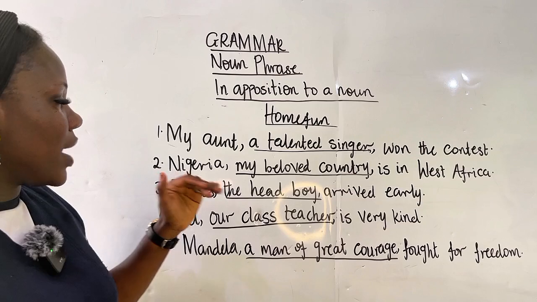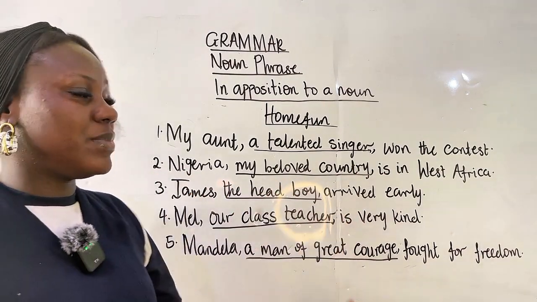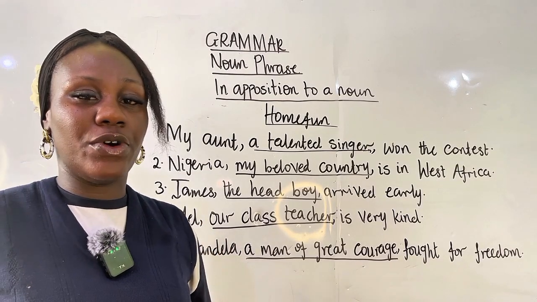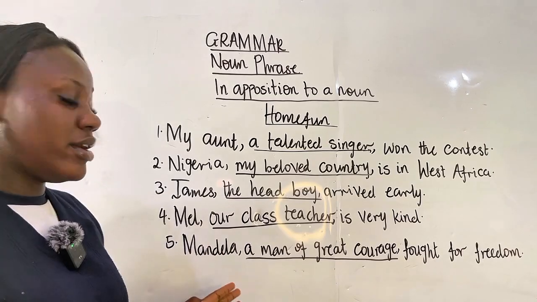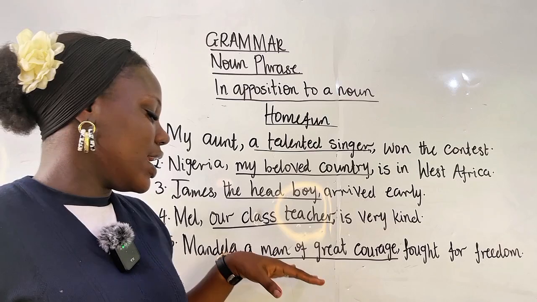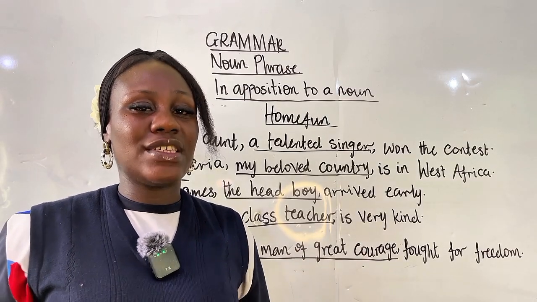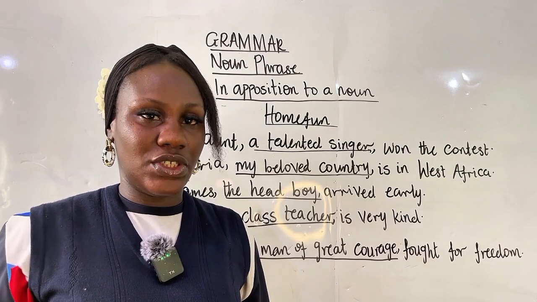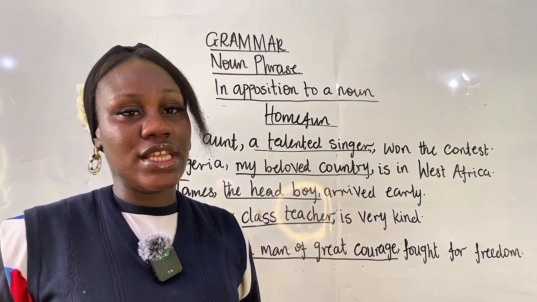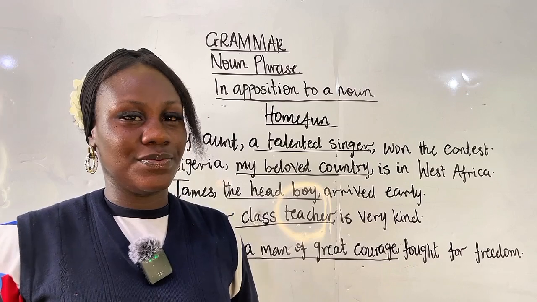Number 1 says, my aunt, a talented singer, won the contest. Nigeria, my beloved country, is in West Africa. James, the head boy, arrived early. Mel, our class teacher, is very kind. Mandela, a man of great courage, fought for freedom. So, you're expected to give me the grammatical name and function as you have learned in apposition to a noun. I'll be waiting for your answers in the comment section.